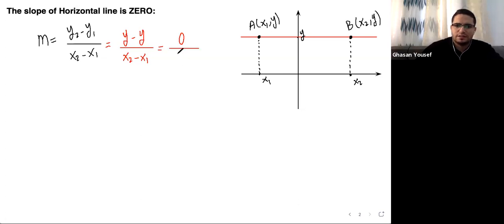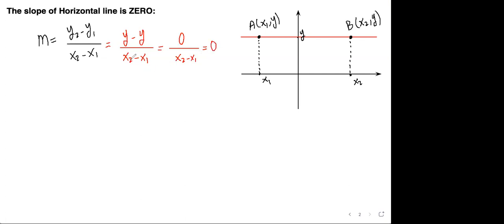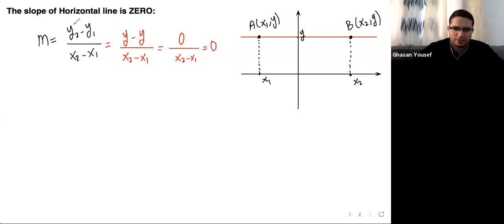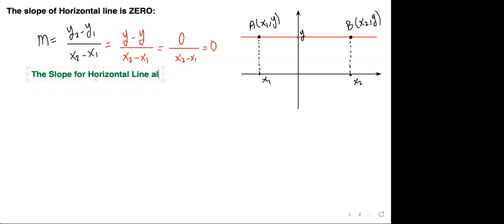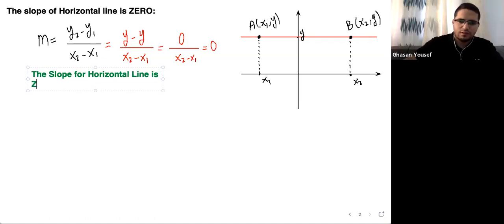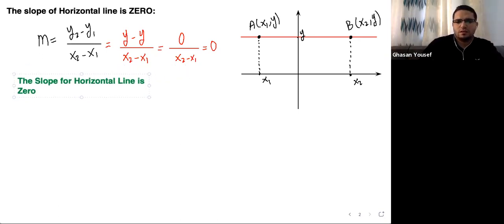Why? When I divide 0 by any number, it gives me 0. So the slope for a horizontal line is always 0. The slope for any horizontal line is 0.